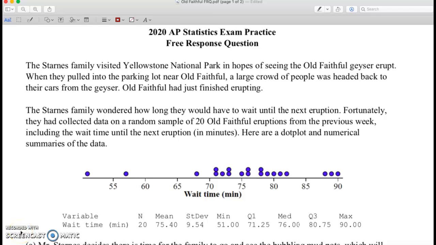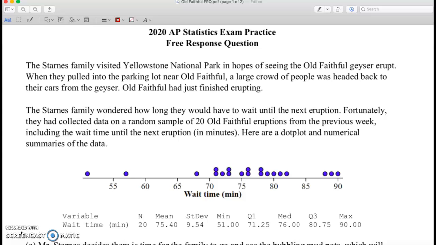All right, so I'm going to walk you through this practice exam problem about the Starnes family visiting Yellowstone Park and hoping to see Old Faithful erupt. You turned this in on a Saturday or a Sunday midnight assignment.